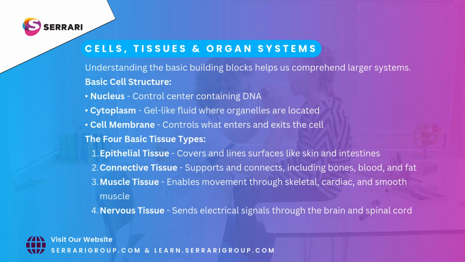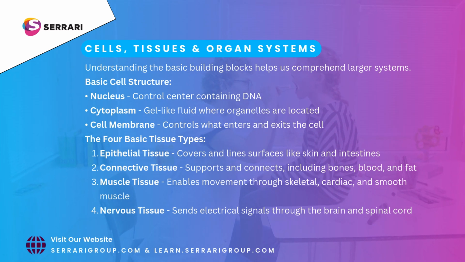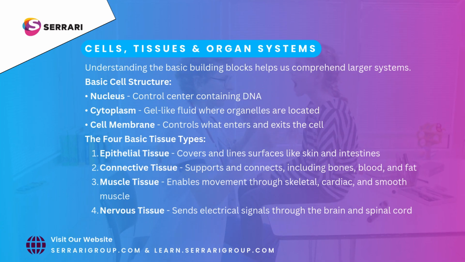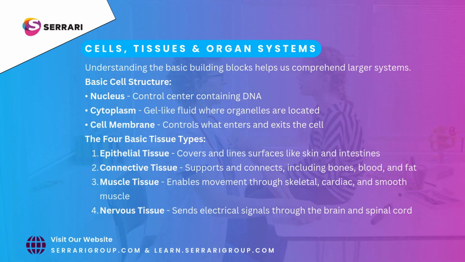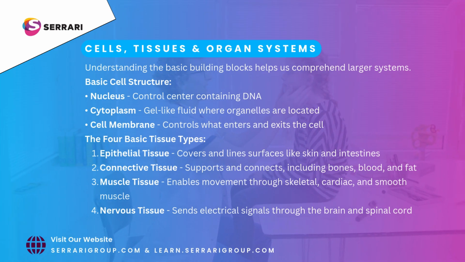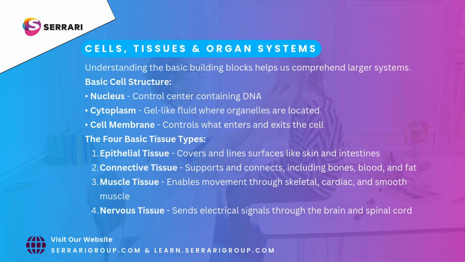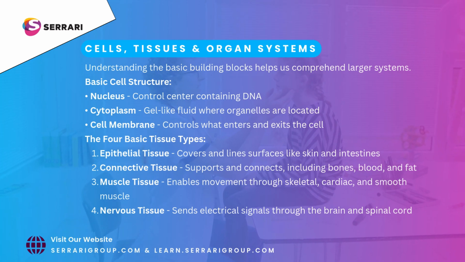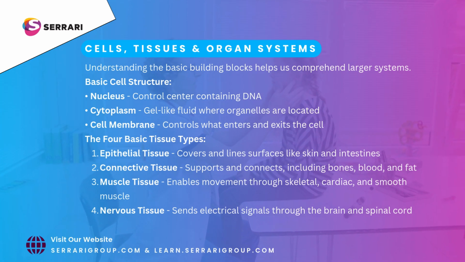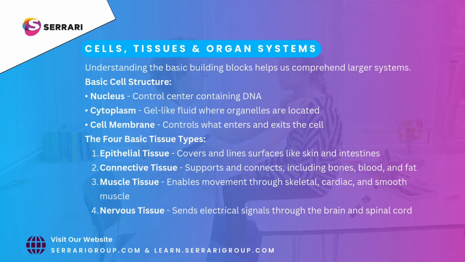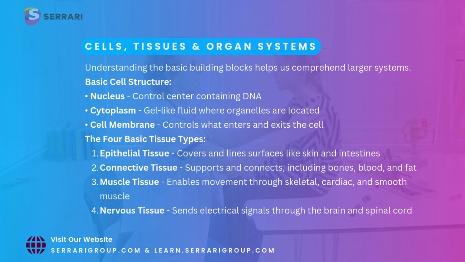The four basic tissue types. Epithelial tissue covers and lines surfaces like skin and intestines. Connective tissue supports and connects, including bones, blood, and fat. Muscle tissue enables movement through skeletal, cardiac, and smooth muscle. Nervous tissue sends electrical signals through the brain and spinal cord.